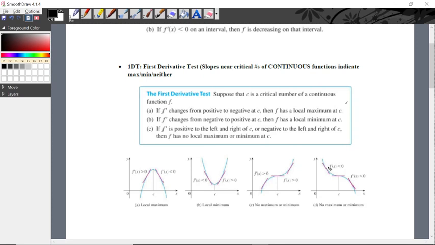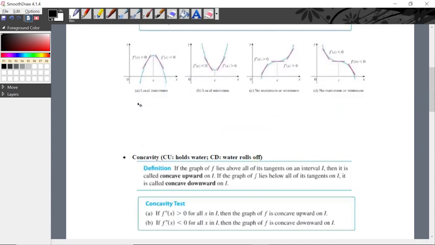Okay, if we had decreasing and then decreasing on either side, we could also have information telling us we have no maximum or no minimum as well. Okay, so these are some shapes of some curves that we could find locally around those critical numbers by use of the first derivative test.